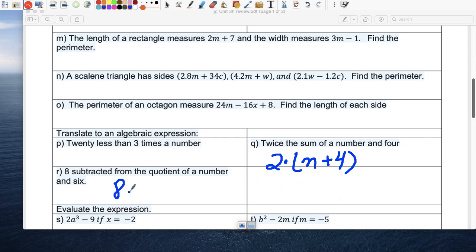8 subtracted from the quotient implies division. Here's my number and 6. Except that it's subtracted from. So you have to make a little rearrangement. Change the terms and it becomes x over 6 minus 8.